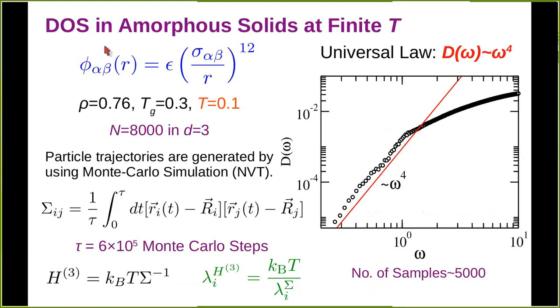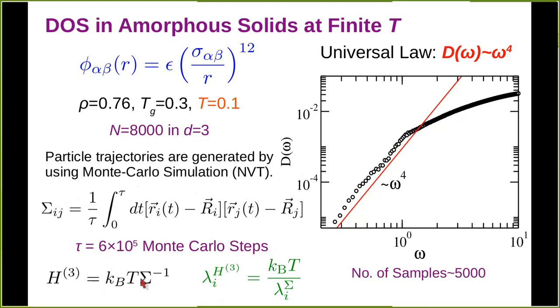To study the density of states in amorphous solids at finite temperature T, we use the same model. Our working temperature is T = 0.1, so that is 1/3 of Tg. We chose the number of particles in the system to be 8,000 in a spatial dimensionality d = 3, so basically, we have 24,000 degrees of freedom. We generate particle trajectories by using Monte Carlo simulation in the NVT ensemble, that is, the canonical ensemble. Knowing the particle trajectories, we construct the elements of the covariance matrix, and we guarantee the convergence of the elements of this covariance matrix by averaging over 6 × 10^5 Monte Carlo steps.